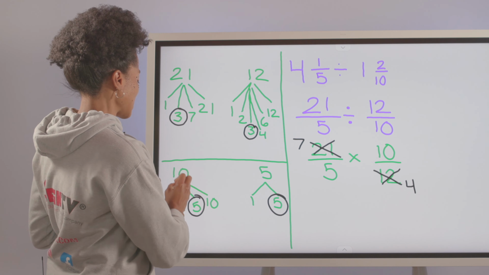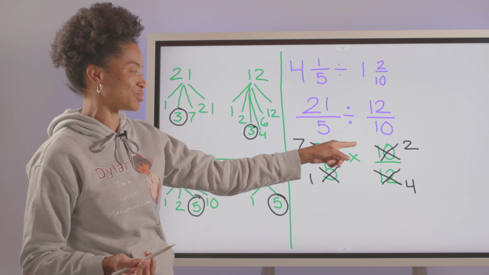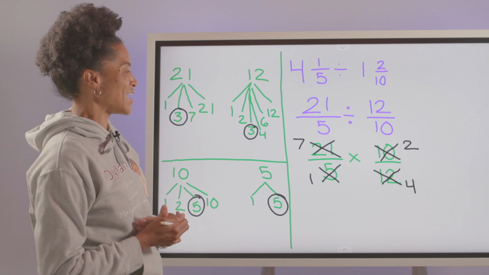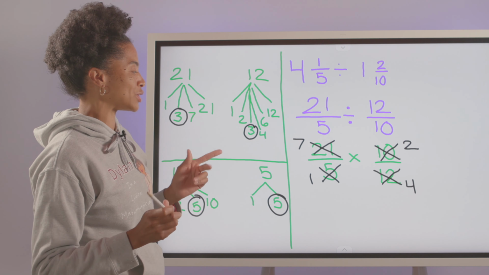Replace them with the quotient. That's the answer to the division problem. Then I do the rest. Next, multiply my numerators. So 7 times 2 is going to give us what? 14. Then I multiply my denominators. 1 times 4 gives us 4. Last part, I take that answer, then I simplify it.